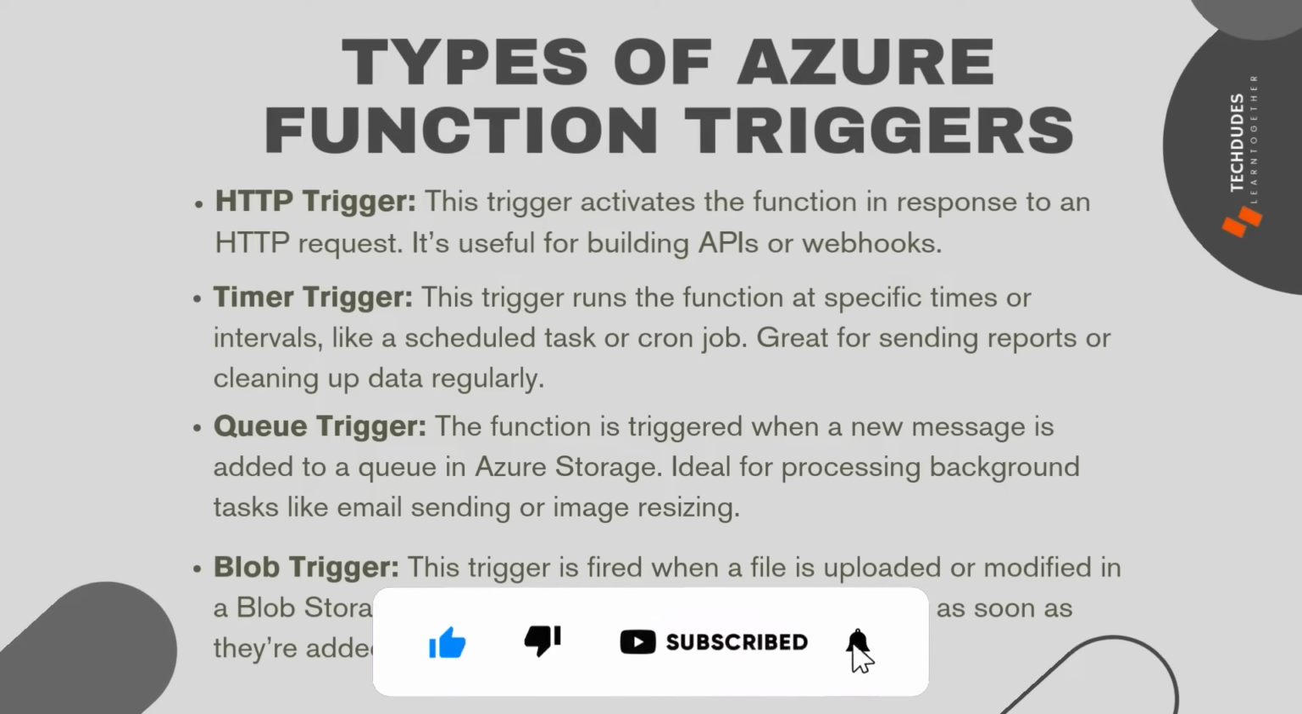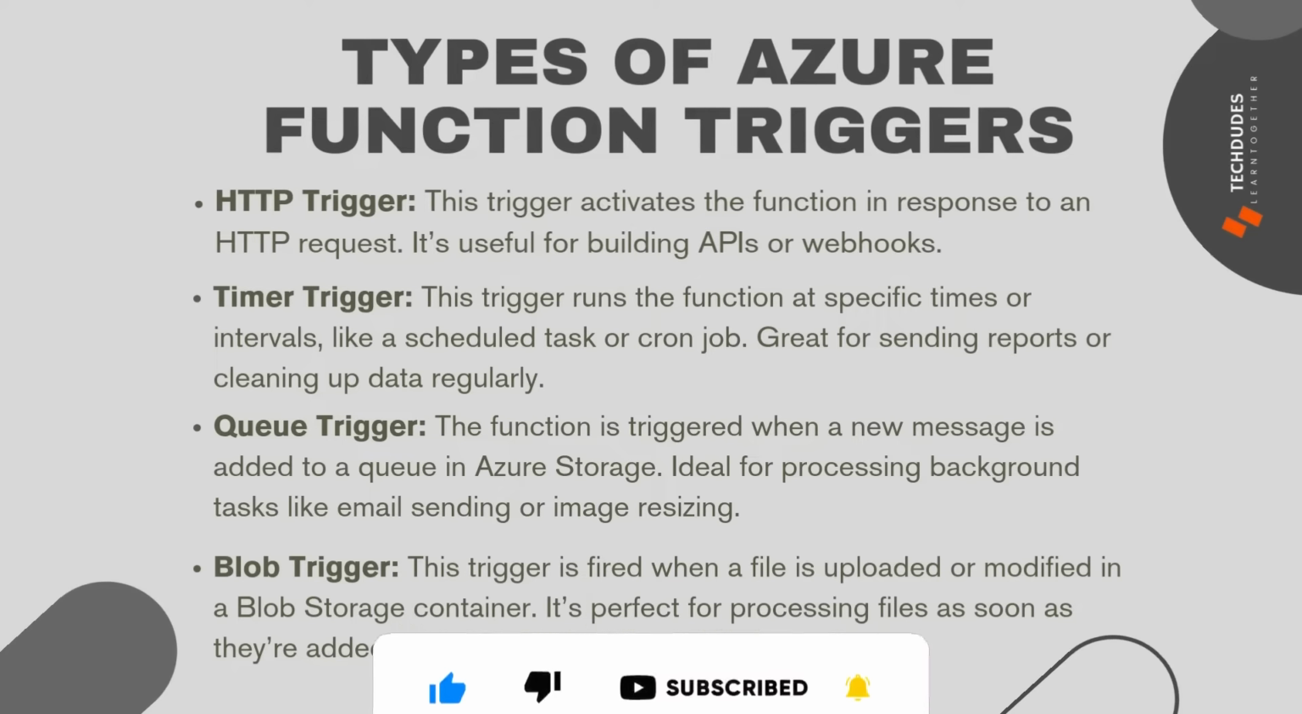Timer trigger runs your function at a specific time or on a schedule. It's useful for tasks like running jobs every day or at regular intervals. Queue trigger activates your function when a new message is added to a queue. It's great for handling background tasks like processing orders or sending emails. Blob trigger runs your function when a specific file is added or modified in Azure Blob Storage. It's ideal for processing files like images or documents.